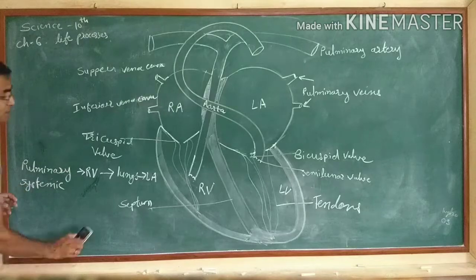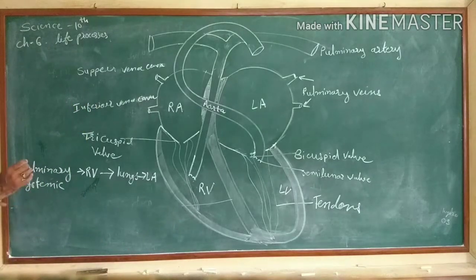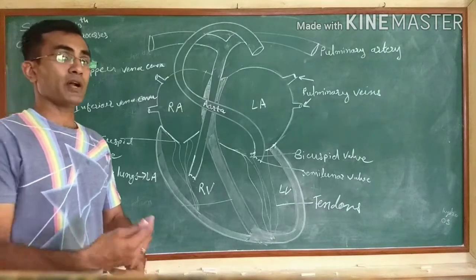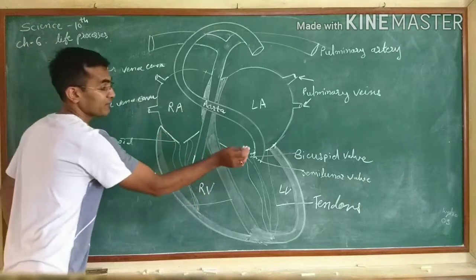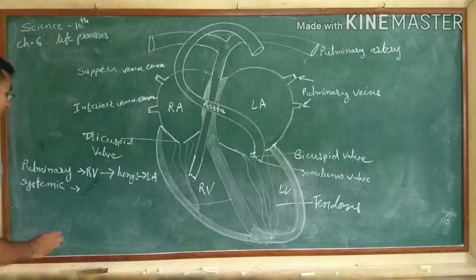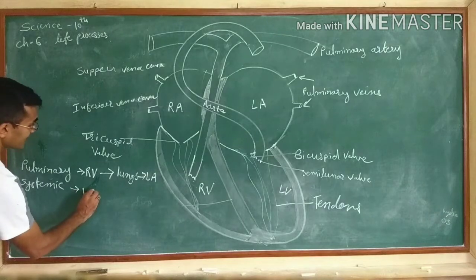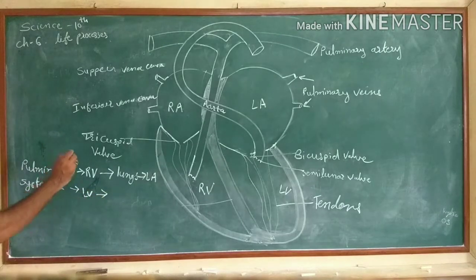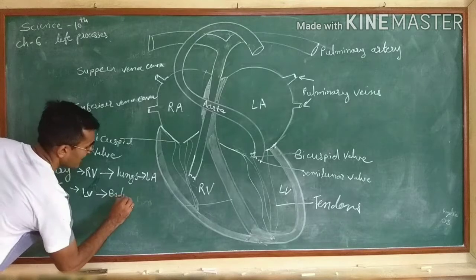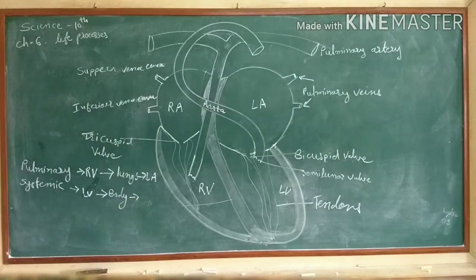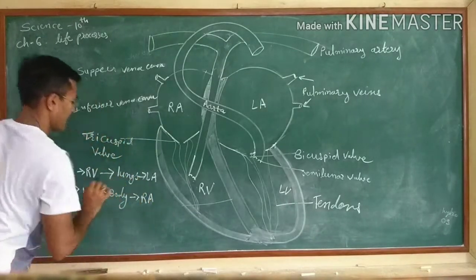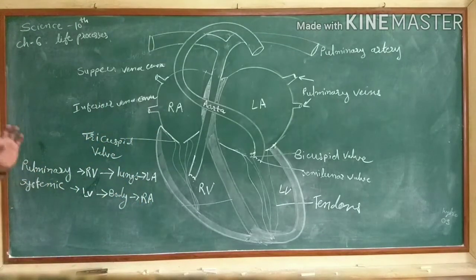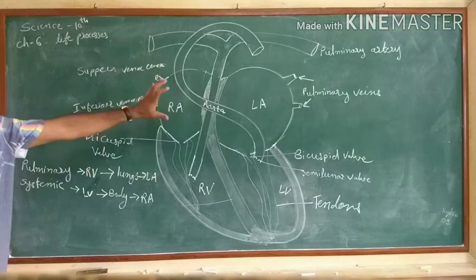The second type of circulation is called systemic circulation. That means the blood will go into the body parts and come back into the heart. From which part will it start its journey? It will start its journey from the left ventricle. So we will write, left ventricle will go into body parts, or just like body, and where it comes back into the right atrium. Right atrium. Okay.